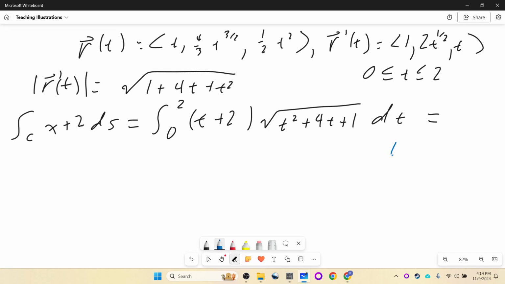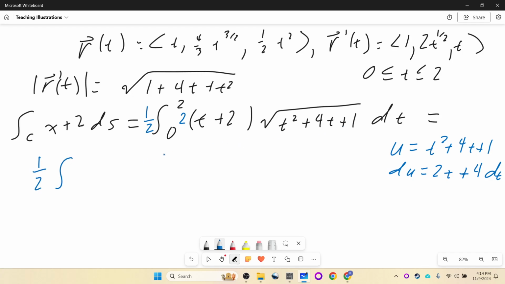Let's try u sub. U equals t squared plus 4t plus 1. du is 2t plus 4 dt. Okay, well luckily then this t plus 2 is exactly half of that 2t plus 4. So we can do our old trick here. We'll put a 2 there and a 1/2 here. And so this becomes 1/2 integral of u to the 1/2 du. And then we plug in the bounds. If t is 0, u is 1. If t is 2, then u is 13.